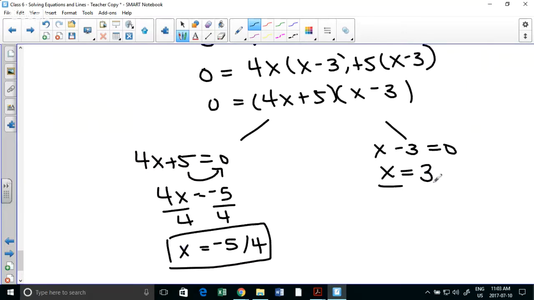Now the added thing that you have to do with word problems is you have to see if your answers make sense or not.